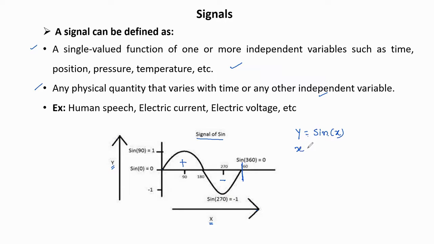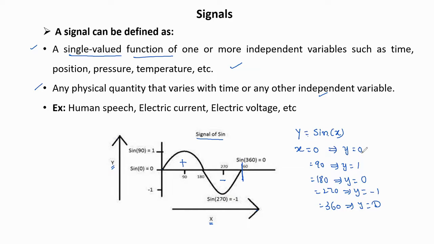Now we substitute different values of x. If x equals 0, then y equals 0. If x equals 90, y equals 1. If x equals 180, then y equals 0. If x equals 270, then y becomes minus 1. If x equals 360, then y becomes 0 again. We should observe that for each value of x, we have only a single value of y. That means sin x always has only one value, and this is a single valued function of one or more independent variables.